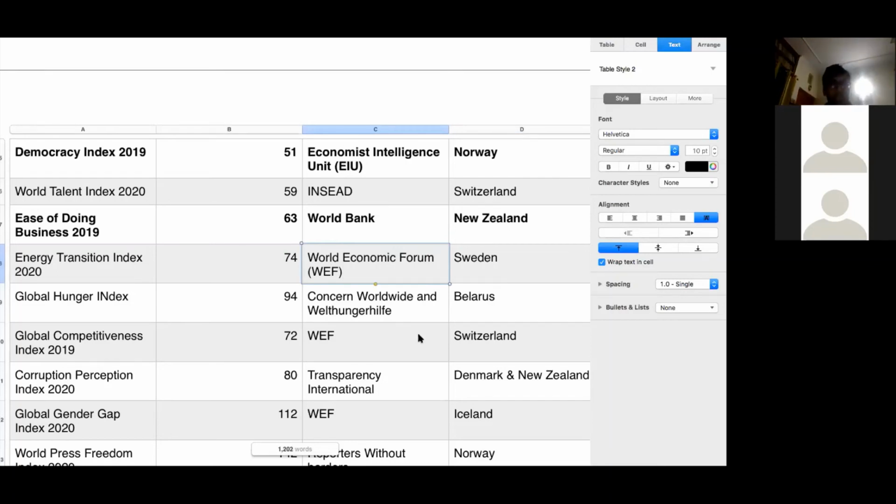And here, India was ranked 74th, while Sweden was the #1 ranked country. Basically, the Energy Transition Index calculates how good a country is doing in terms of making its entire energy system more and more sustainable, more and more green, more and more environment and ecologically friendly and more efficient.